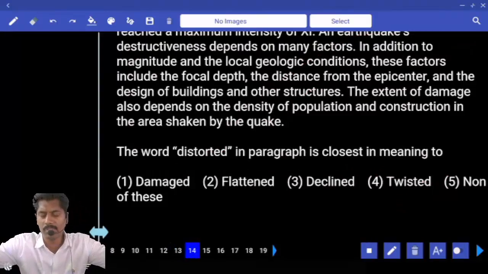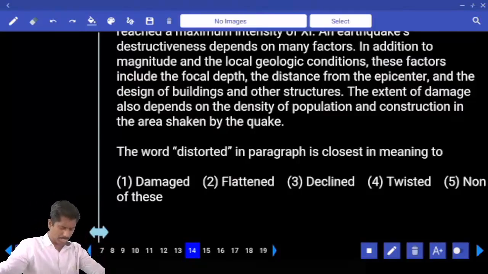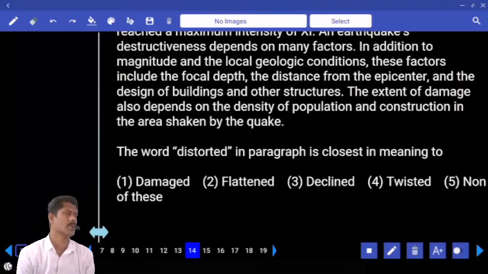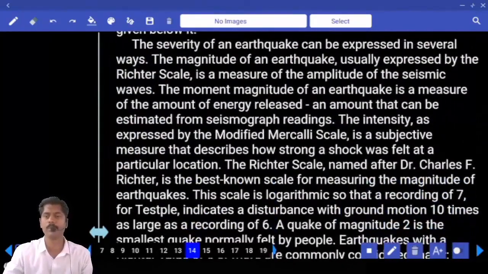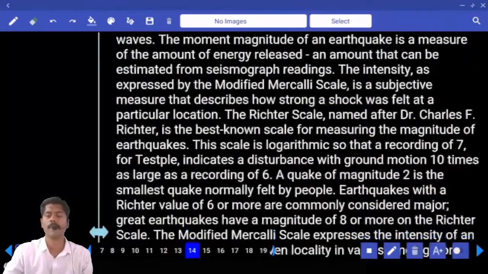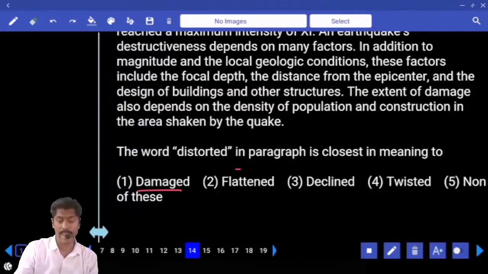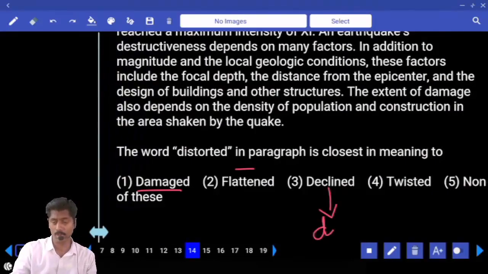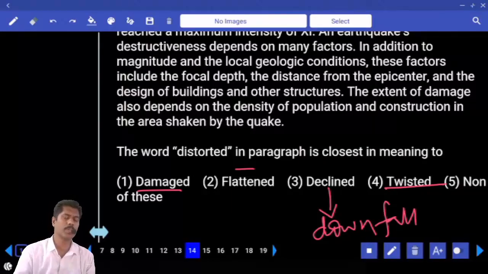What is the meaning of the word distorted? Do you know distorted? Media distort the news. Manipulate, misinterpret. Where is the context? They have not given the context. Let's look at the options. Damage, flatten, decline. Decline means downfall. Twisted. Answer, distort is nothing but twisted, direct meaning.